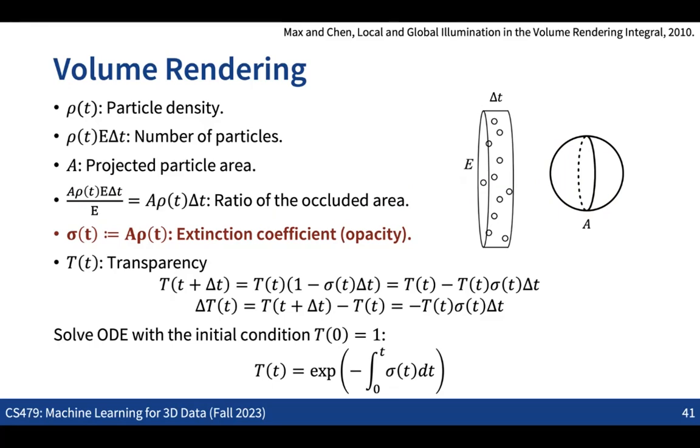So what we can see is that this is also multiplied by the delta t here. So this is the quantity that we call the opacity, the extinction coefficient, basically how likely the ray will stop at the point.